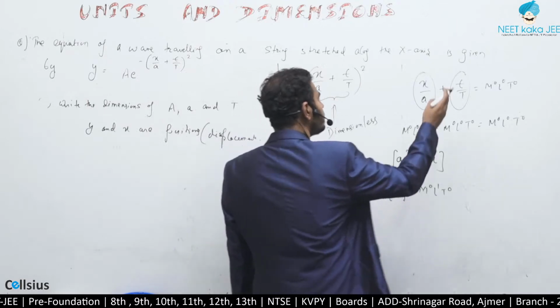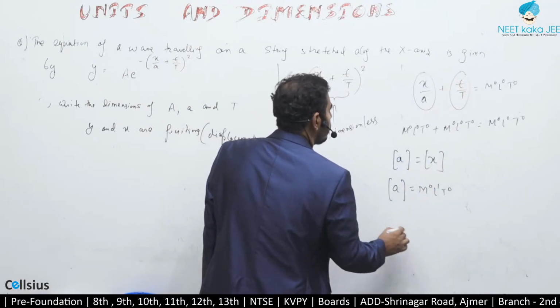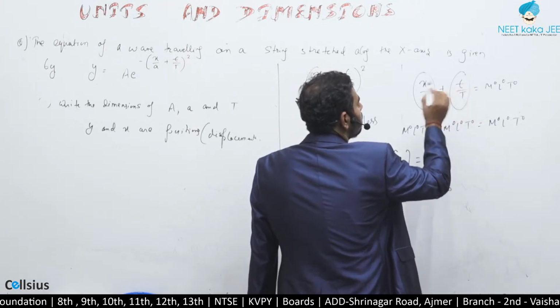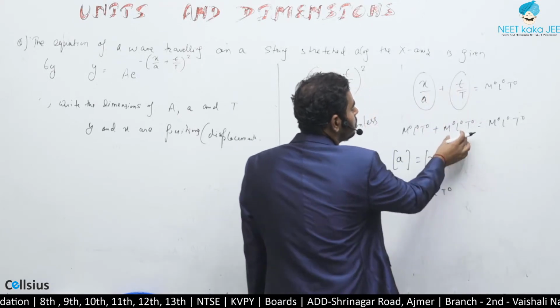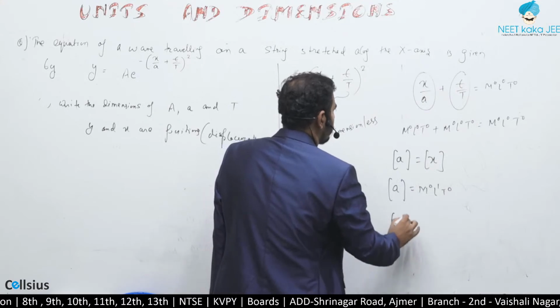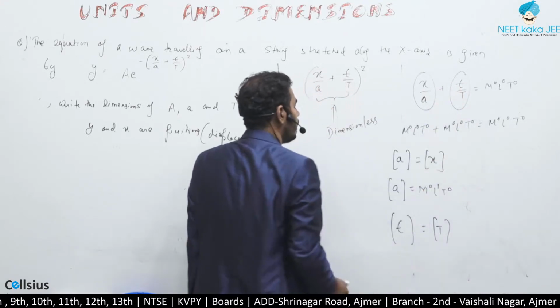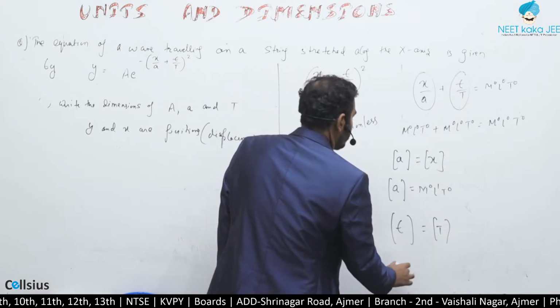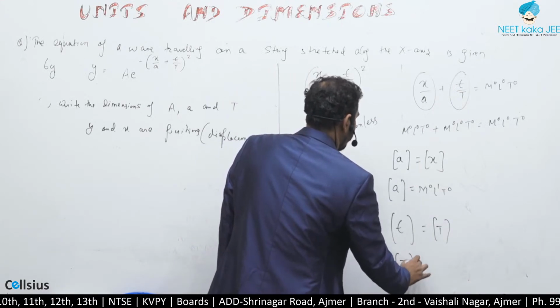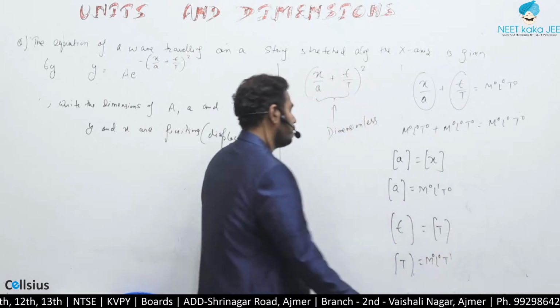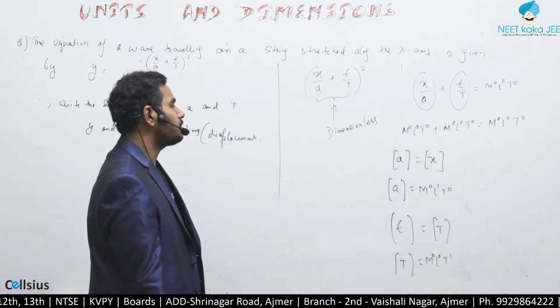Same thing is with capital T, because small t by capital T is equal to m0 l0 t0. Therefore, dimensionally small t must be equal to capital T, so that they can cancel out each other, and therefore the dimension of capital T must be m0 l0 t1. So the dimension of capital T must be of time.